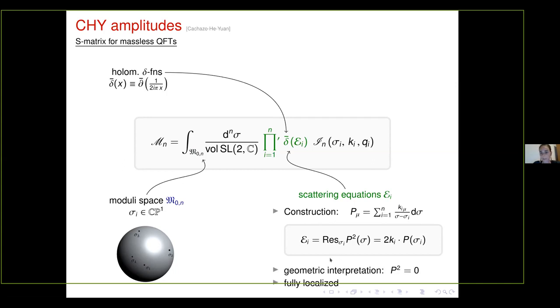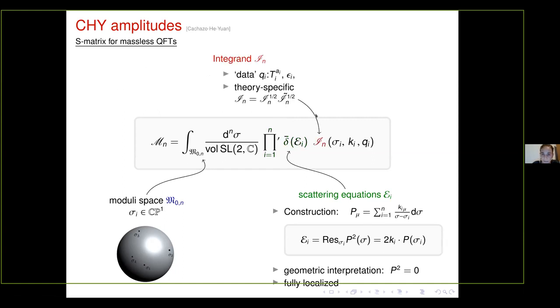Or more geometrically, it tells you that p squared vanishes everywhere on the sphere. Now, a simple counting tells you that, I've put a prime here to indicate that you have to mod out by some symmetry that is essentially just the Möbius invariance. So there are n-3 of these constraints in here, which measures exactly the dimension of the moduli space, so the full integral is completely localized. So really, this is just a sum over the solutions here.